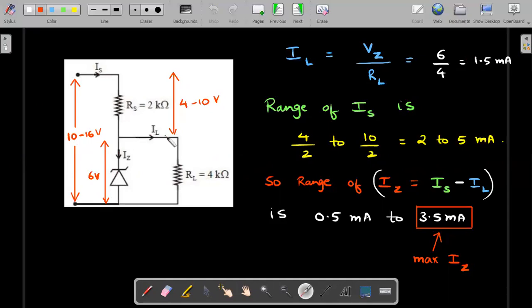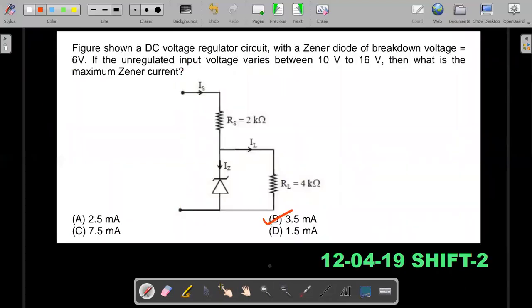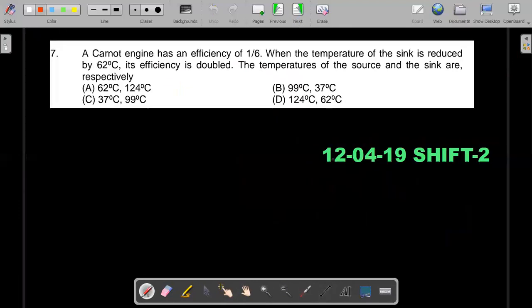Therefore, since this is a constant, right, and this is a variable, as you could see, the variable can be calculated by 4 by 2 and 10 by 2, it's 2 to 5 milliampere you will get. So with a variable and a constant, this will be a variable. So also range of Iz, which is Is minus IL. So you have to subtract these two values. The least value comes out to be 0.5 milliampere. Highest subtraction comes out to be 3.5 milliampere, which means the Zener should be ready-made to be able to bear this entire current range. And in this problem, he asked maximum value. Therefore, the answer required would become 3.5 milliampere. Okay, right? So let's move ahead.